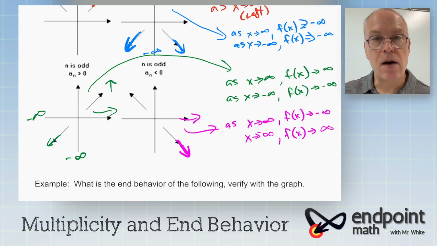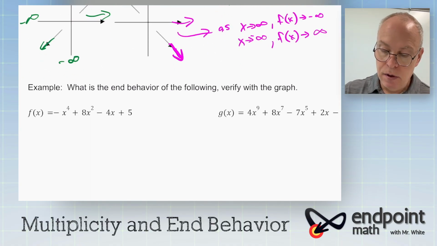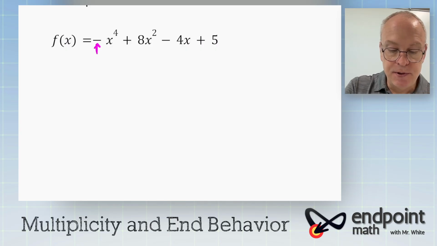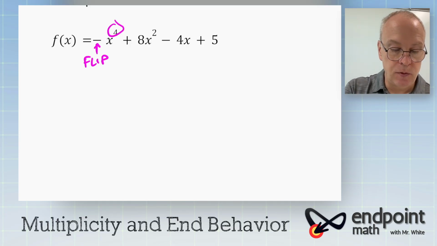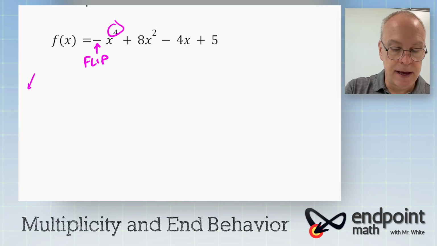All right, we have one more. Let's actually look at a little bit of algebra here. All right, so this is upside down, so we have a flip, and it's a fourth degree. Now, what do we know about fourth degrees? We know that they normally look like this. However, we're going to flip it over, and it will look like this.